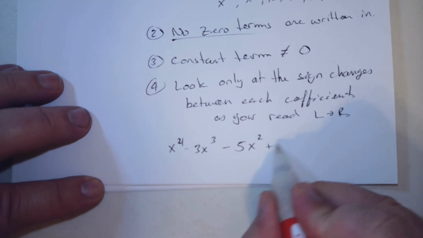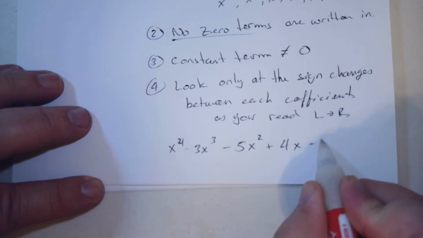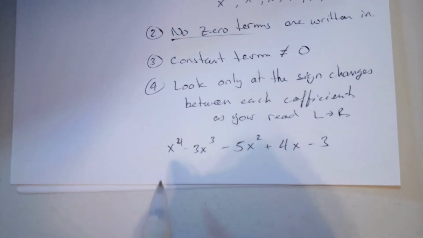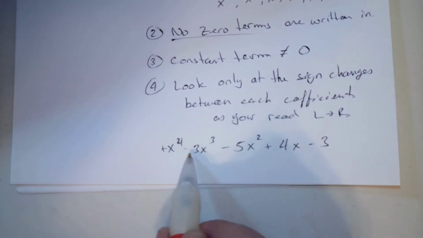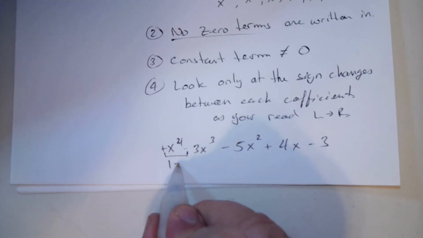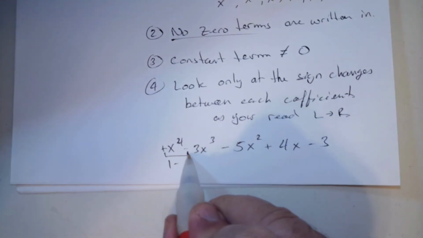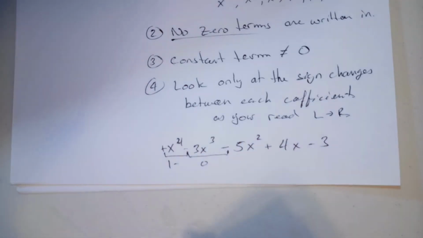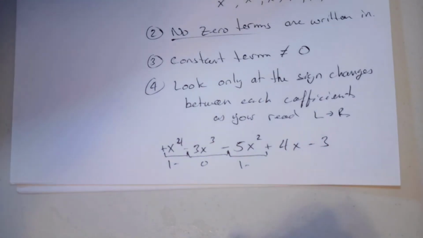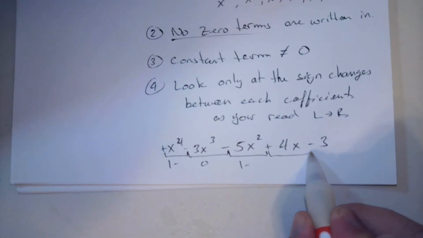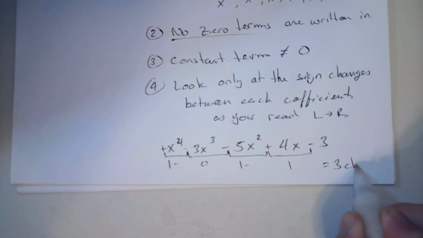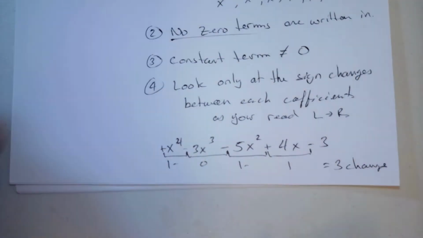Here's an example of what I'm talking about. In the first ones, this one's positive, that one's negative. So there's one sign change. This one's negative, negative, no sign changes. Negative to positive, that's one sign change. Positive to negative, that's the sign change. So we have a total of 3 changes.